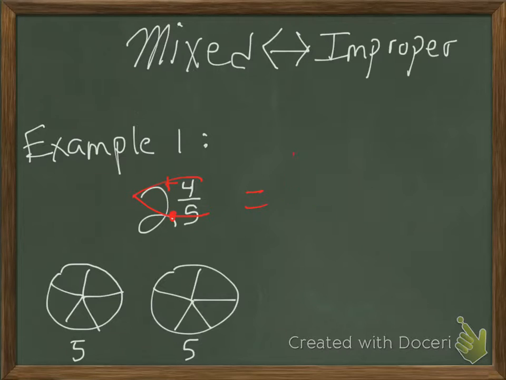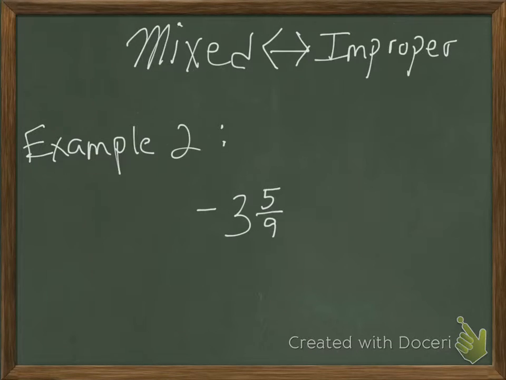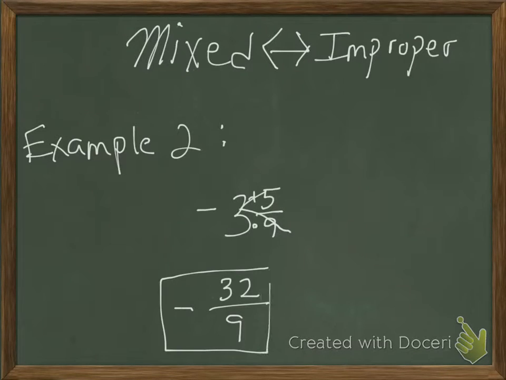The next example, example 2, let's do a negative number just because we're familiar with negatives. Negative 3 and 5/9. Okay, again, the easy way to do this is we're just going to take 9 times 3, which is 27, plus 5. So that's going to give me 32/9. Exact same, except now at the end I put a negative sign in front of it. Done.